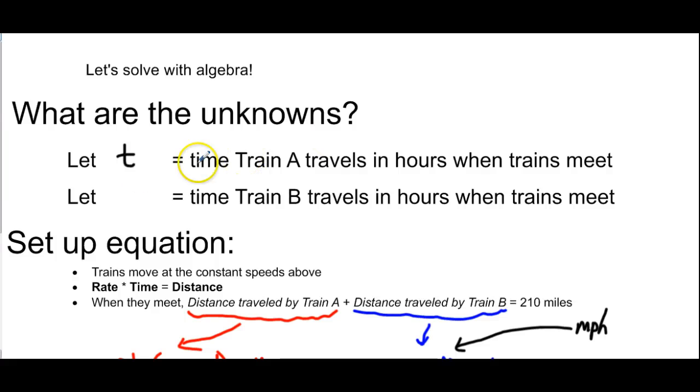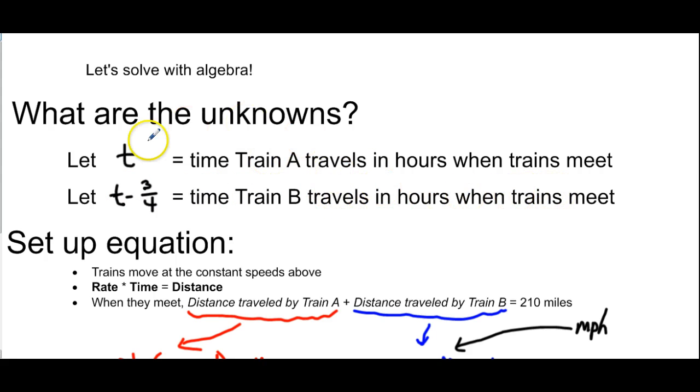Isn't 45 minutes 3/4 of an hour, right? So this is, if t is the time that train A travels, then t minus 3/4 of an hour is the time train B traveled in hours.